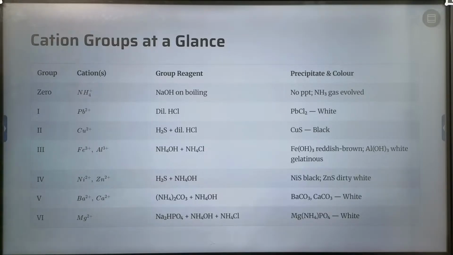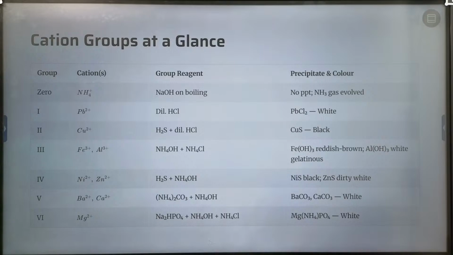The metal ions, most probably from your syllabus, are barium and calcium, and these will precipitate as carbonate from the reagent, barium or calcium carbonate, which is a white precipitate. If you get white precipitate here, you confirm it is the presence of the fifth group. But if you don't get any precipitate, it may be the sixth group of the cation.